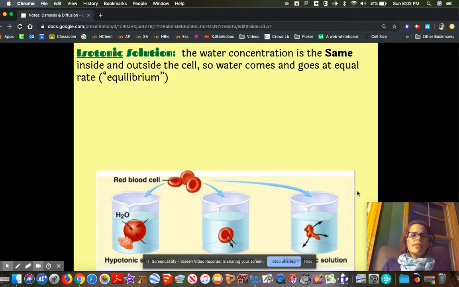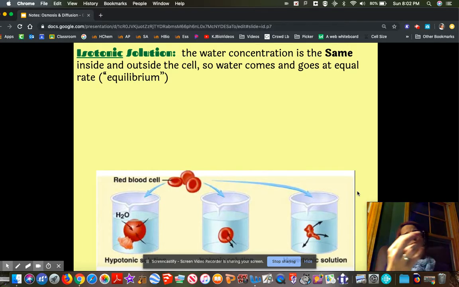What happens when cells get put into environments that are not the correct environment for them? So we'll start with the one that is the correct environment. Isotonic. The prefix iso means same. And basically an isotonic solution is when the concentration of things outside the cell are the same as the concentration of things inside. Or you could say when the concentration of water is the same outside as is inside.